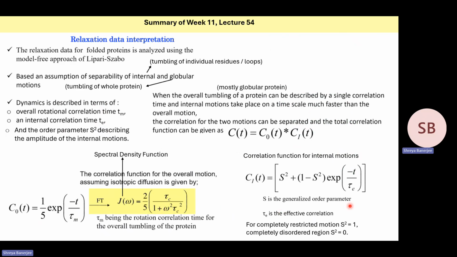And this is another parameter, in addition to R1, R2, and NOE, which tells you about the dynamism of the molecule, more specifically the internal motions. So using this formula, you can find out the correlation function for the internal motion, and you can multiply it with the correlation function of the global motion, and that will give you the total correlation function.